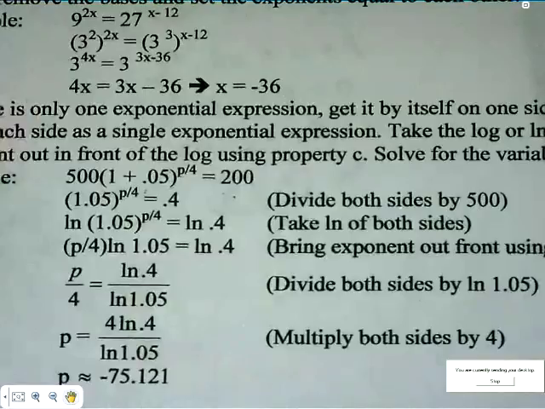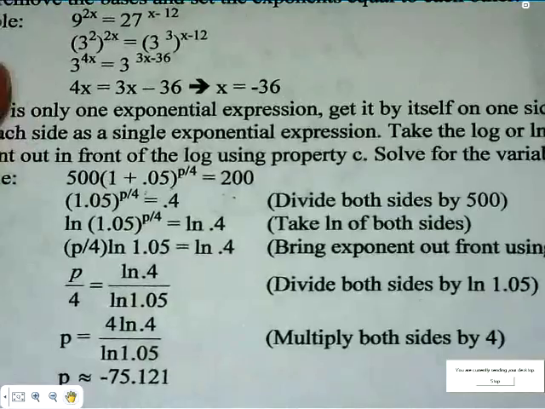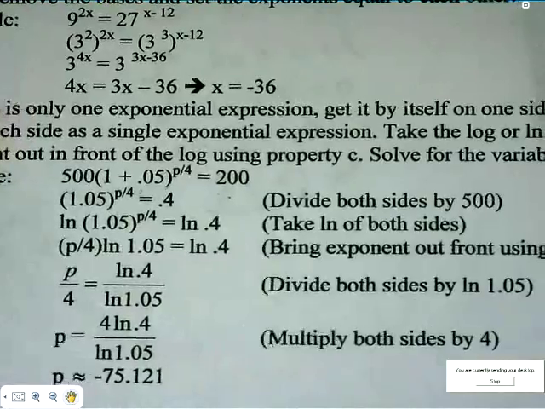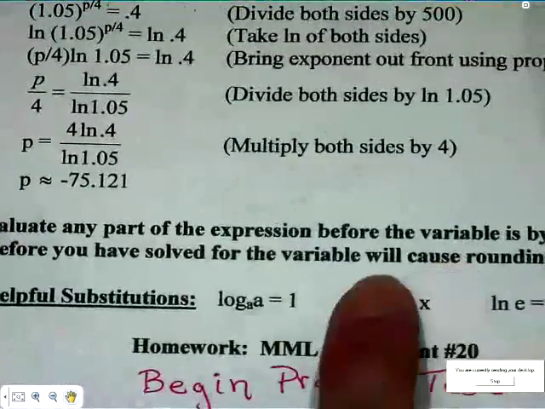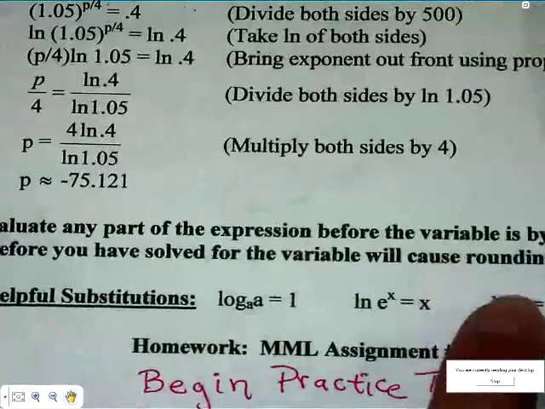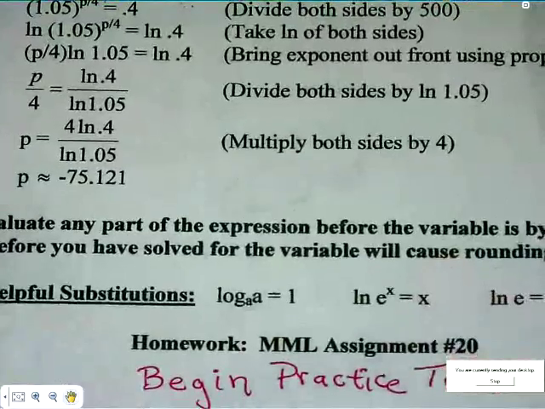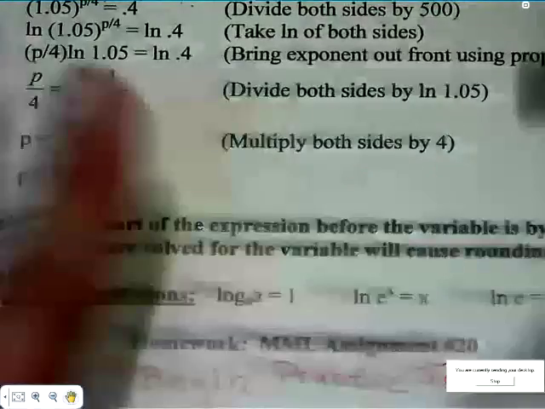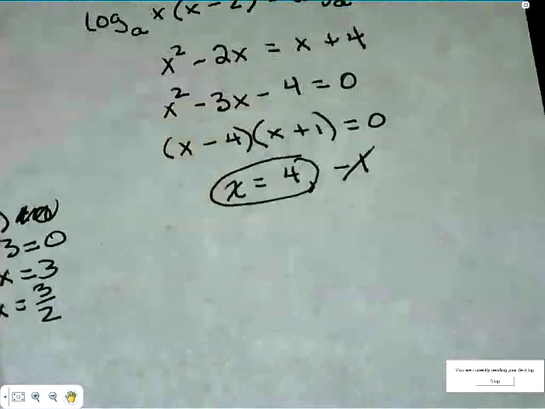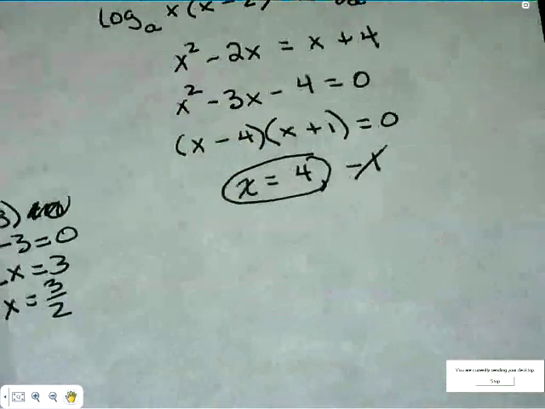All right. Don't evaluate any part of the expression until the variable is completely by itself. Using the calculator and rounding before you solve for the variable will cause rounding errors in your answer. And, you know, sometimes a little bit of error is okay, sometimes it's not. Let's solve some exponential equations. Number 34.